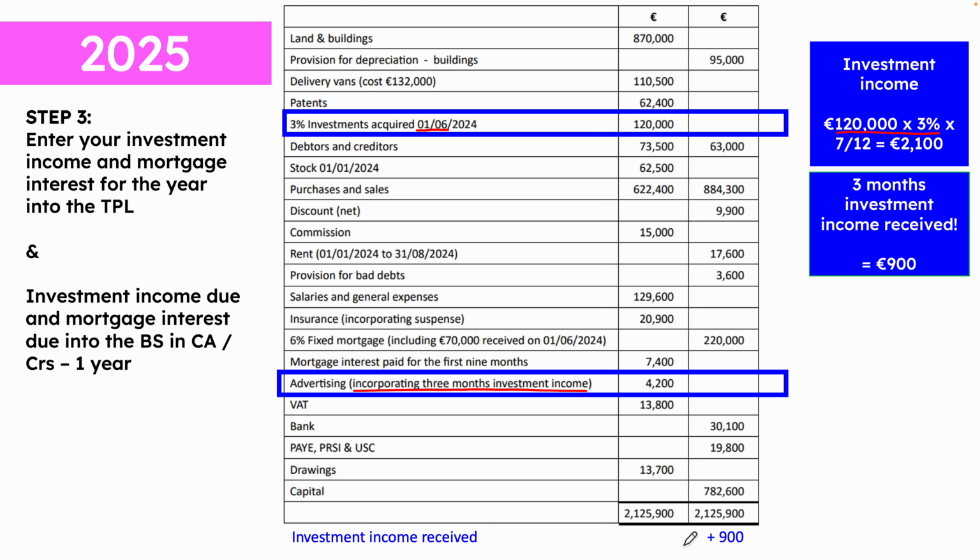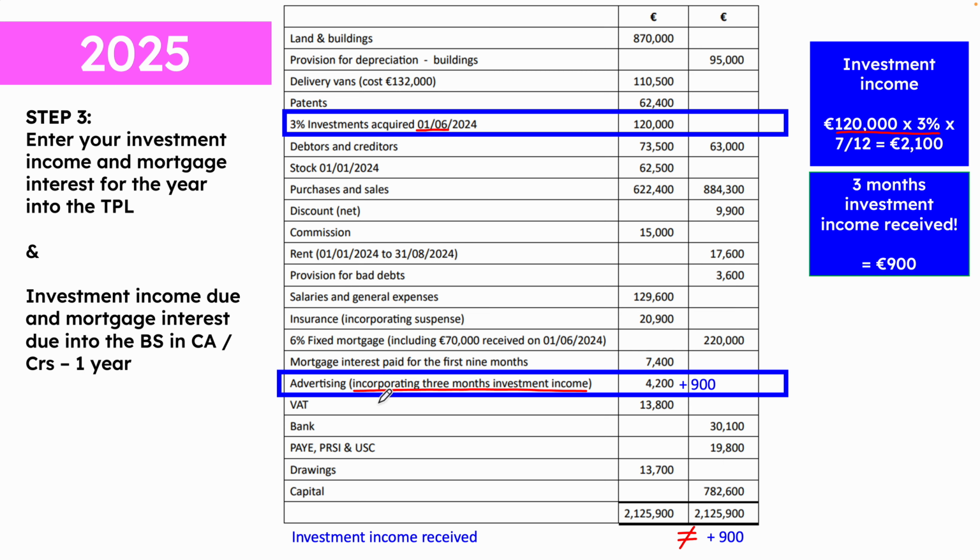Okay, and now, as you know, our debits and credits have to equal, and if we just shoved 900 on the credit side, we would be out of balance here. So what we're going to have to do to fix that then is we're going to have to add that to the advertising.